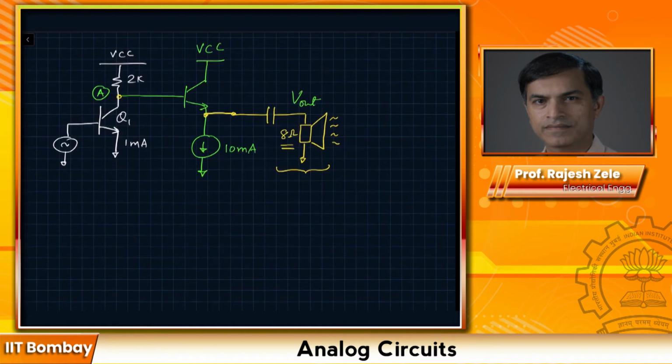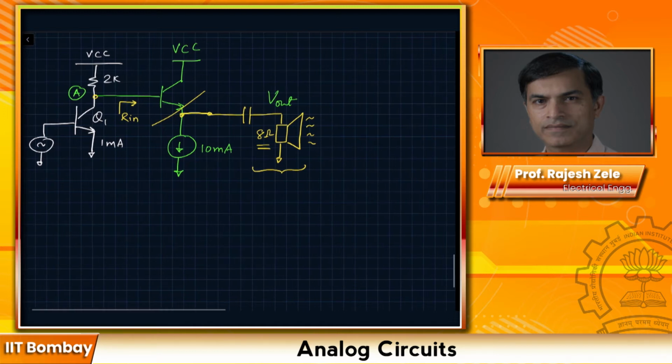From the previous analysis, the first thing is if we look at the resistance at node A here, Rin, that is given by whatever is the resistance connected at the emitter, multiplied by beta of the transistor. So we can say that Rin is given by R pi 2 plus beta times RL. In this case, beta is 100 and RL is 8 ohms. What is R pi 2?